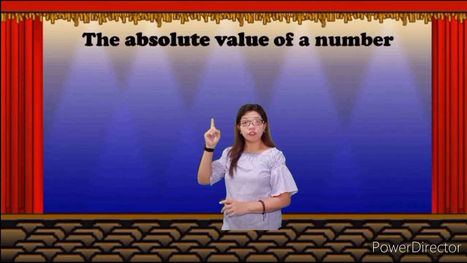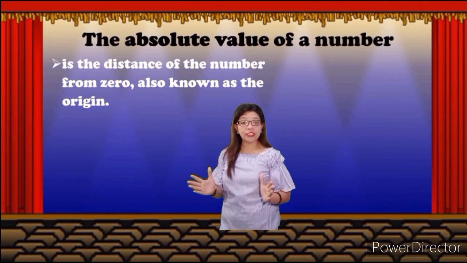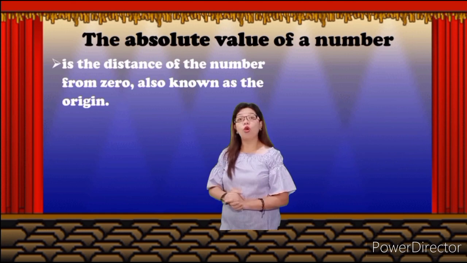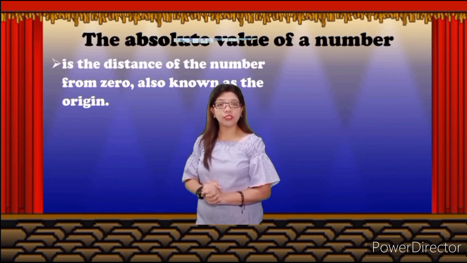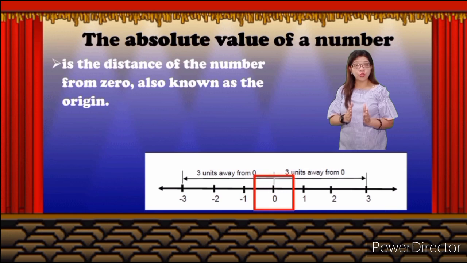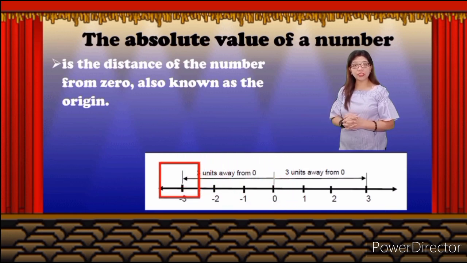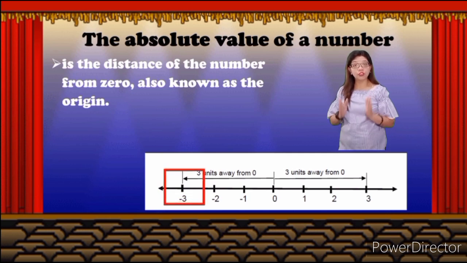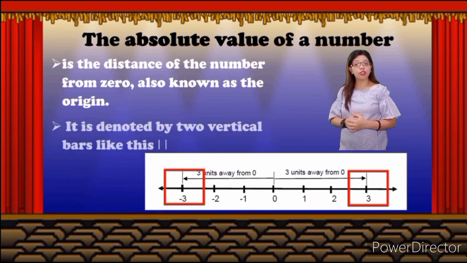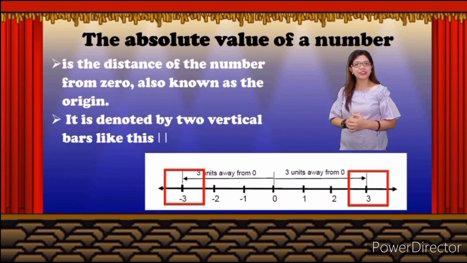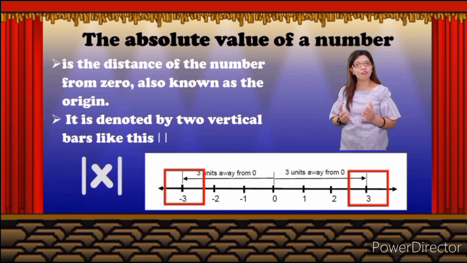The absolute value of a number is the distance of a number from 0, also known as the origin. From 0, going to the left, 1, 2, 3 is negative 3. From 0, going to the right, 1, 2, 3 is positive 3. This is denoted by two vertical bars like this, or this one, or the absolute value of x.